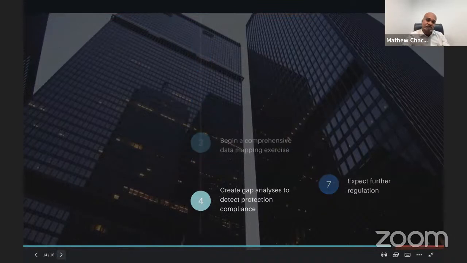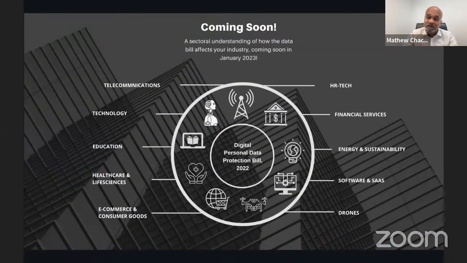We've bored you for an hour and a half, so I'm not going to take you longer. What we do have planned for you in January is 10 separate presentations on how the data protection bill is going to affect existing HR tech, financial services, energy, software, drones, e-commerce, healthcare, ed tech. By technology, we typically mean outsourcing companies and telecommunication companies. We will talk about how this law will, to use Mega's words, harmonize with existing regulations and what the changes are that each of these industries will require to implement once this bill becomes law.